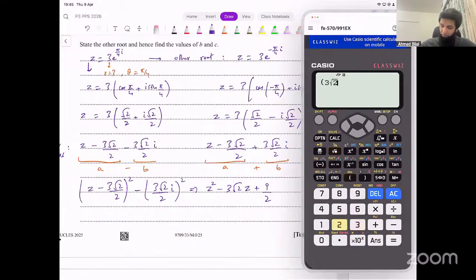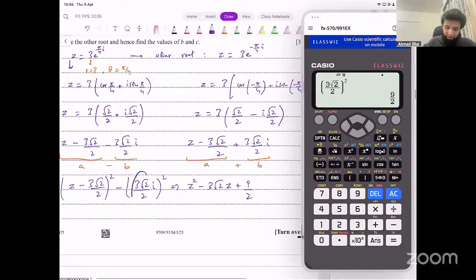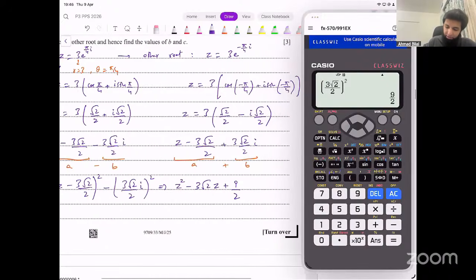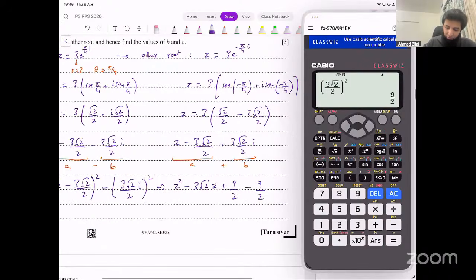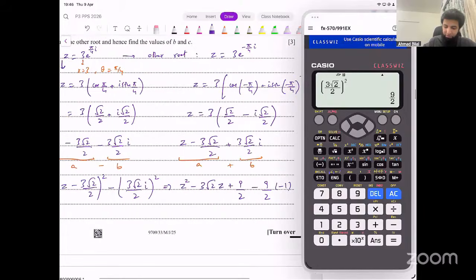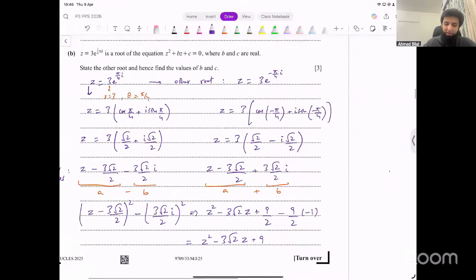3 under root 2 divided by 2. If we square this whole thing, this gives us 9 over 2. Then we've got the same thing here as well, so we have minus 9 over 2. That's the square of this thing. But then iota squared will also become negative 1. Simplify this further, and that gives us z squared minus 3 under root 2 times z plus 9. So what are the values of b and c then?